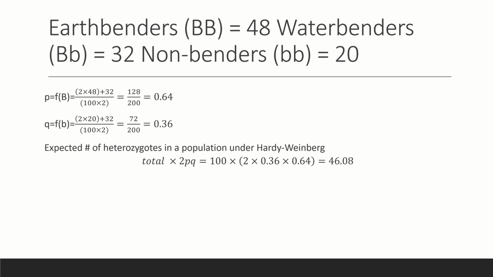So in order to see a difference between before and after, between non-random mating and random mating, we're going to have to calculate the number of expected heterozygotes in a population under Hardy-Weinberg. So to do that, the first thing we have to do is find the frequency of alleles.